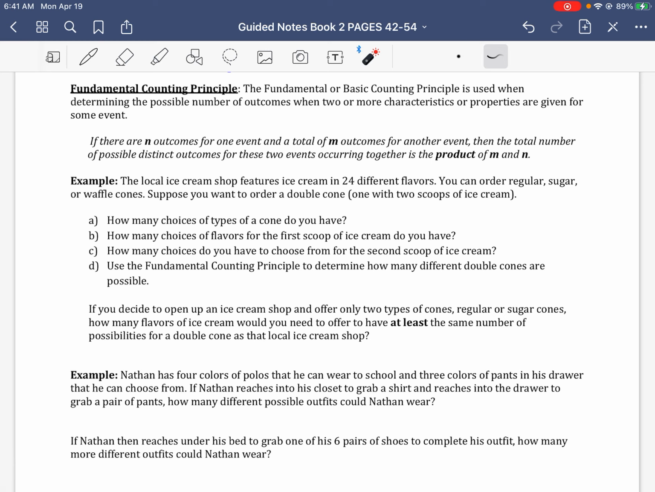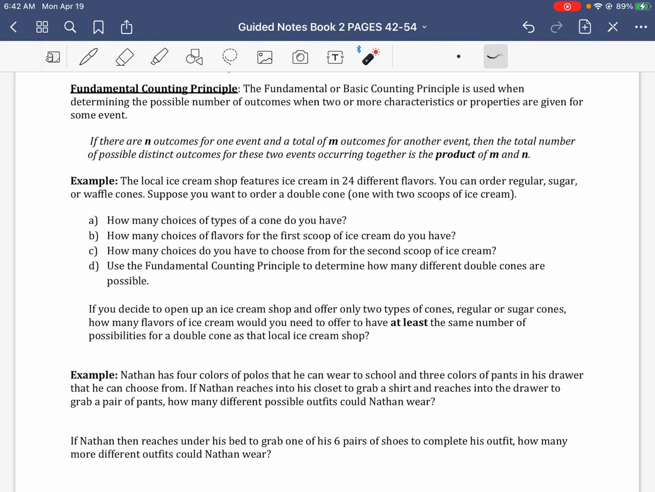So by definition, if there are n outcomes for one event, and m outcomes for another event, then the total number of outcomes for these two events occurring together, so this is the "and," is the product of m and n. So we talked about how you can look at each event and then multiply their outcomes.